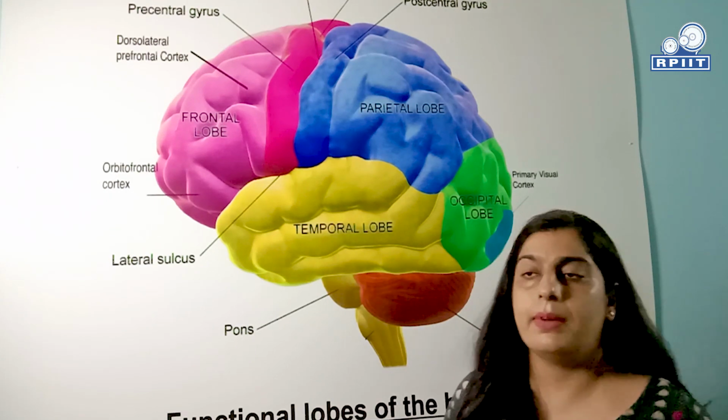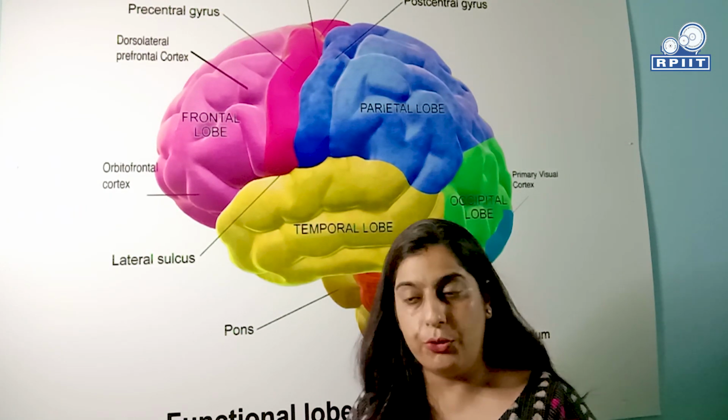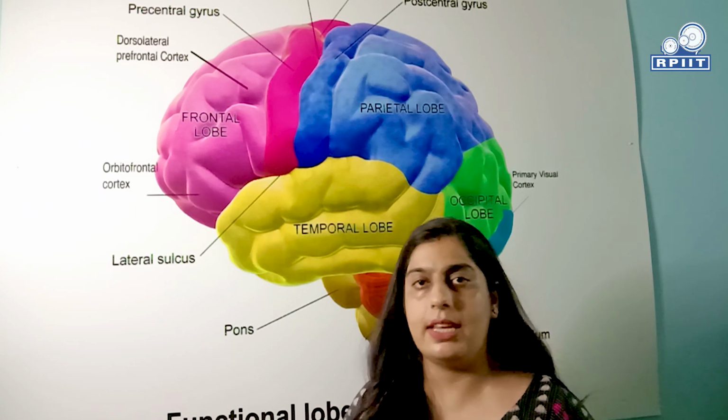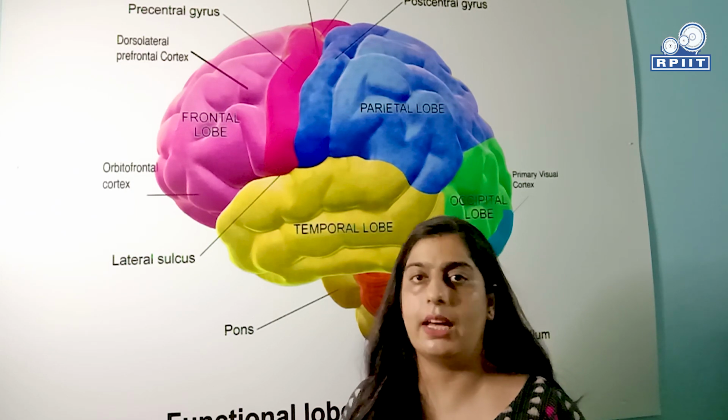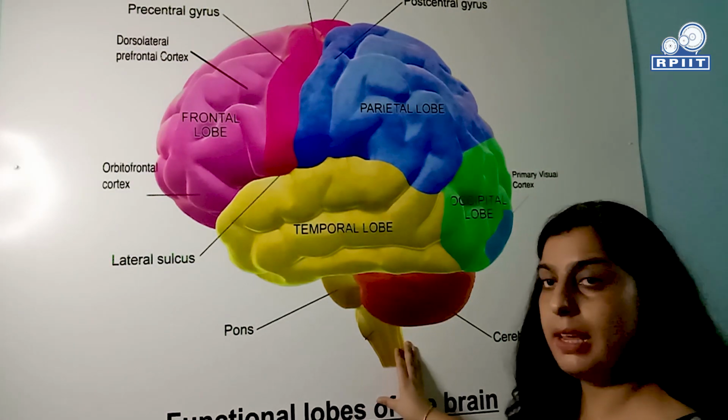The second part and the mid part of the brain is the cerebellum, which is located over here. This cerebellum is responsible for posture, for muscle movement, and for the various activities which can be done by our body. The last part is our brain stem.